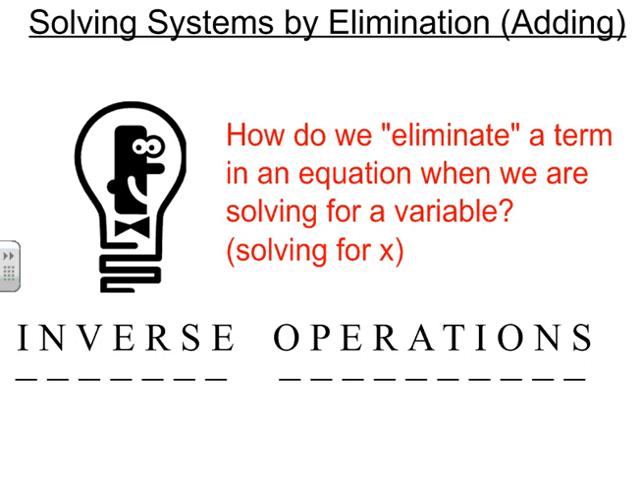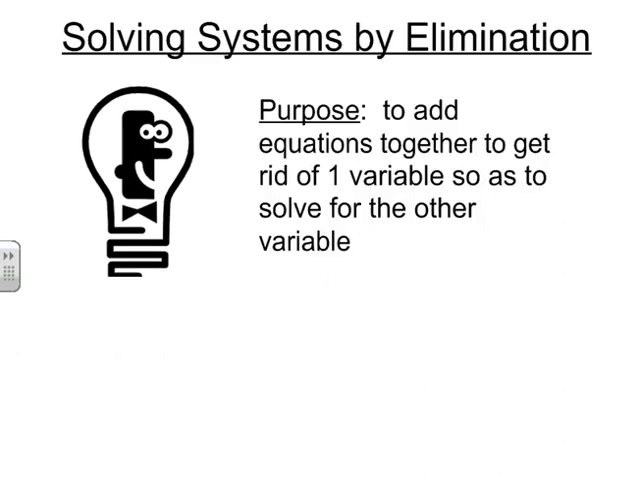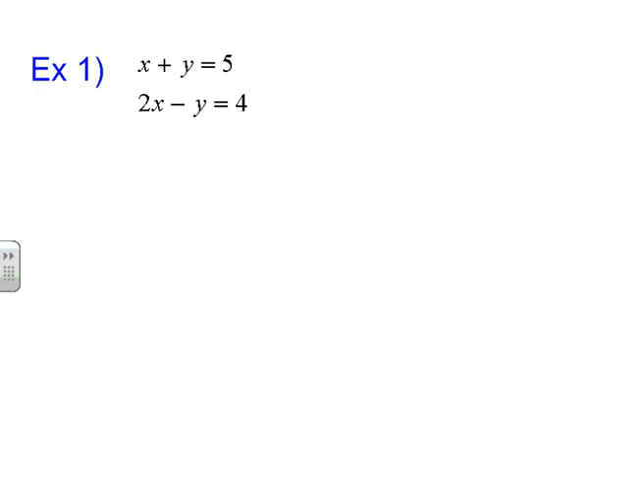We're going to use that same idea of inverse operations when solving systems by elimination, because in elimination we're basically going to add the equations together so that we will be able to eliminate a term. So our purpose is to add equations together, get rid of one variable so as to solve for the other variable. And we must remember that when we are solving a system, our answer is an ordered pair. It is a location. So let's take a look at this problem here.